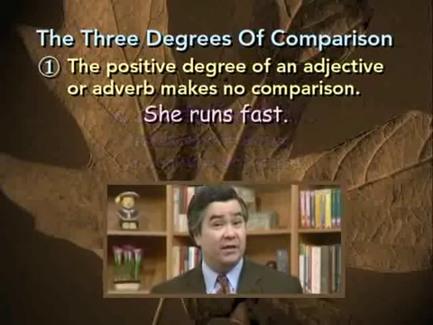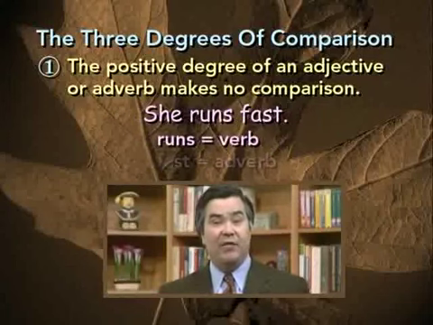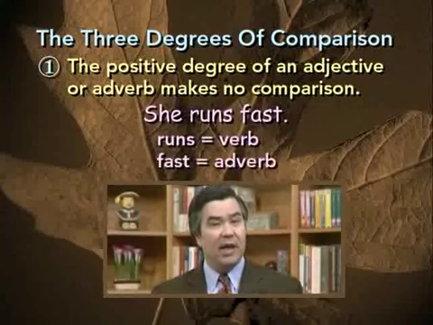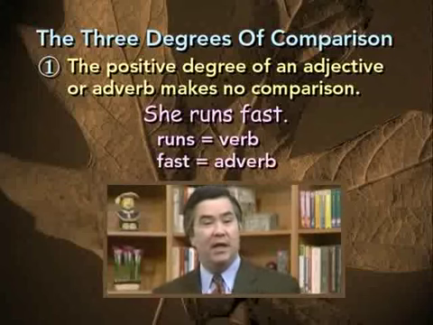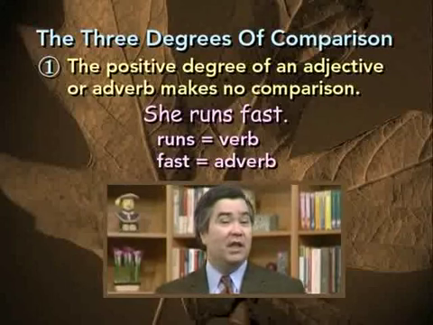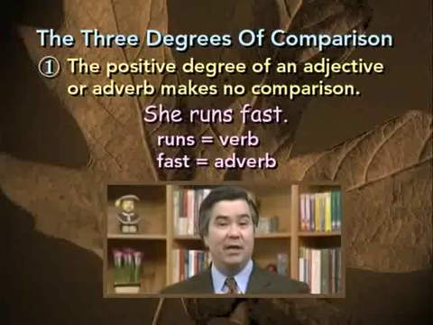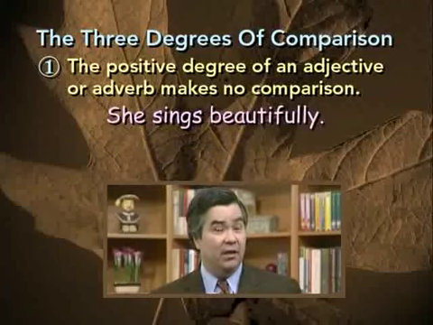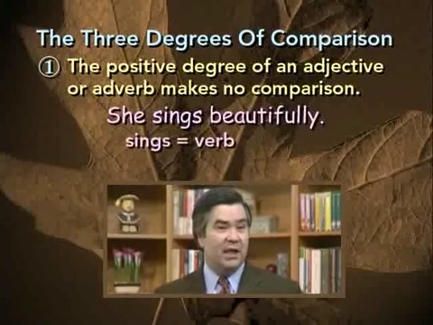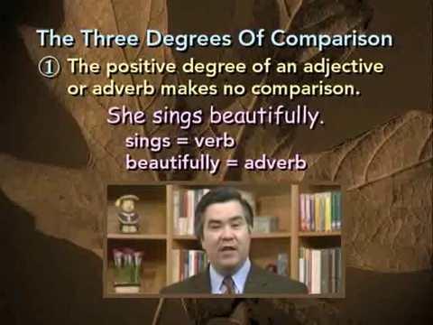She runs fast. In this short sentence, the verb runs is modified by the adverb fast. Again, there's no comparison, so this is the positive degree of the adverb fast. Notice, by the way, that this is one of the adverbs in English that doesn't happen to end in ly, so don't assume that every adverb ends that way. Finally, this example. She sings beautifully. In this short sentence, the verb sings is modified by the adverb beautifully. No comparison is involved, so this is simply the positive degree of the adverb beautifully.